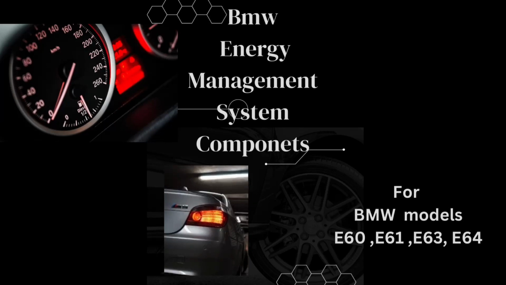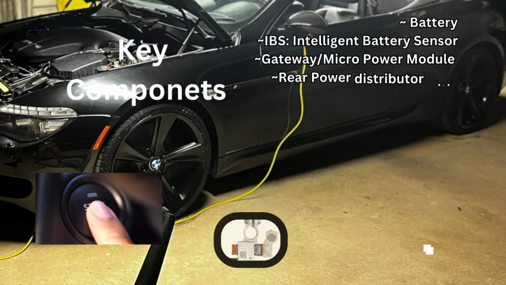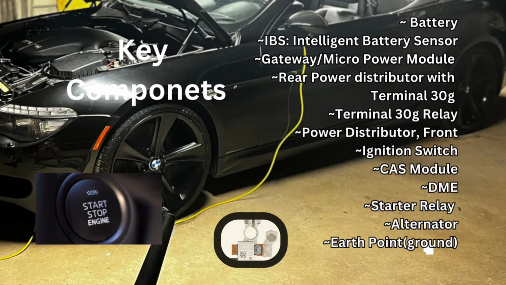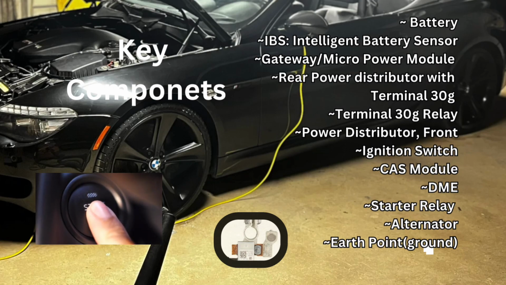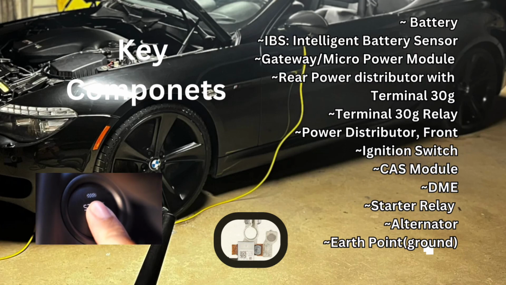Energy Management System components for BMW models E60, E61, E63, E64. Key components: Battery. IBS, Intelligent Battery Sensor. Gateway/Micro Power Module. Rear Power Distributor with Terminal 30G. Terminal 30G Relay. Power Distributor, Front.